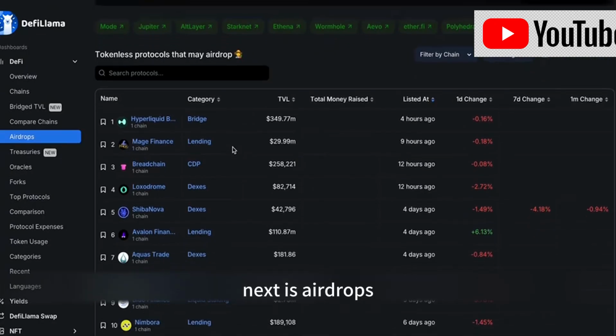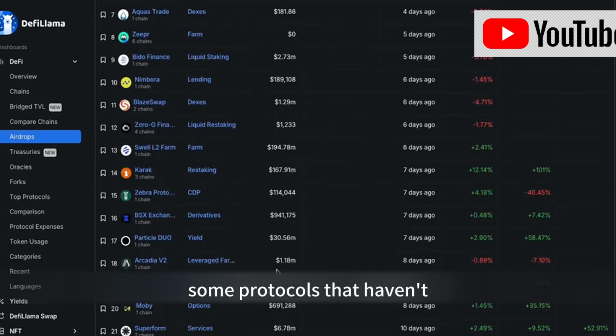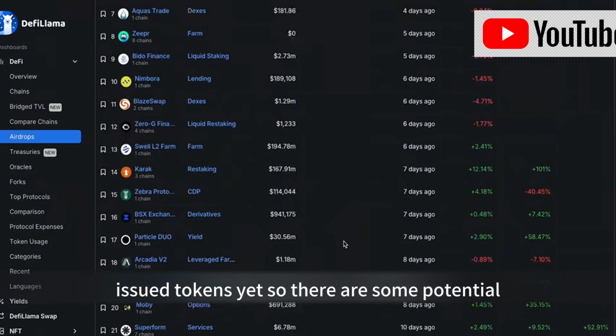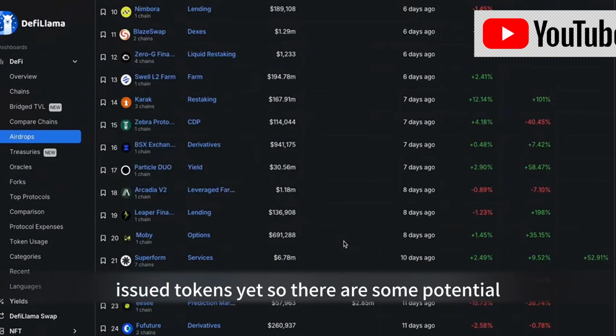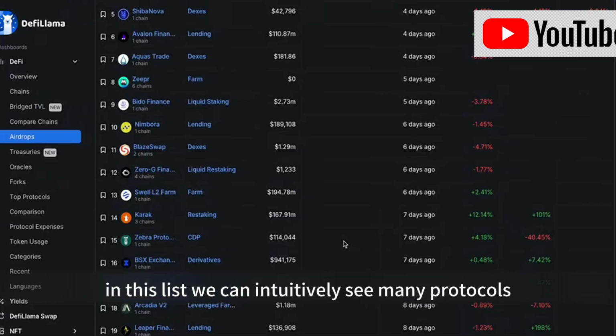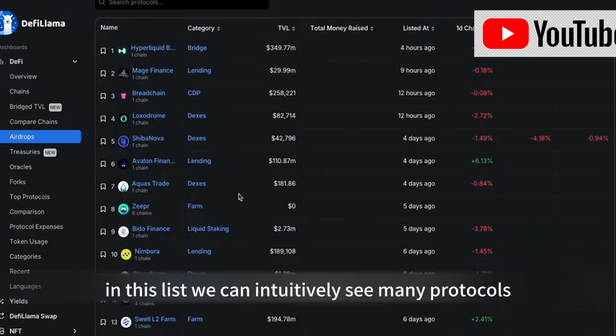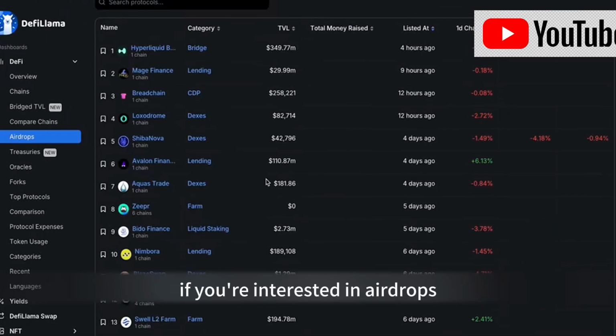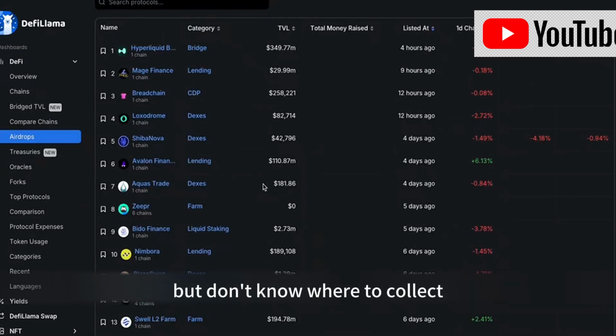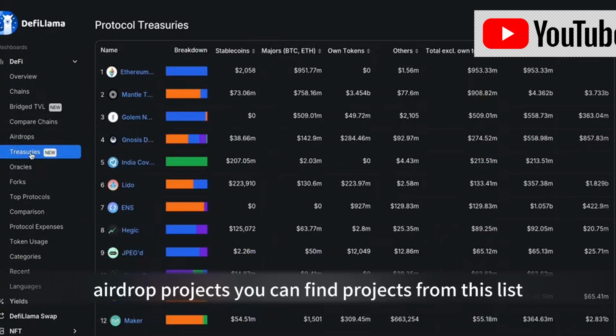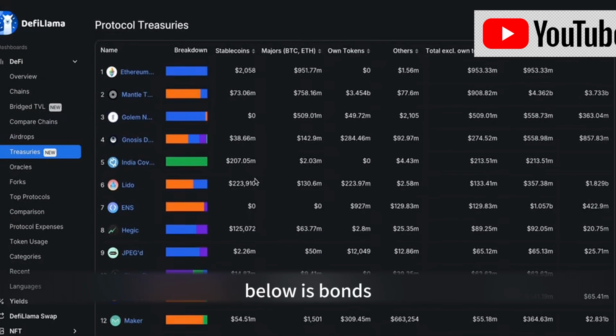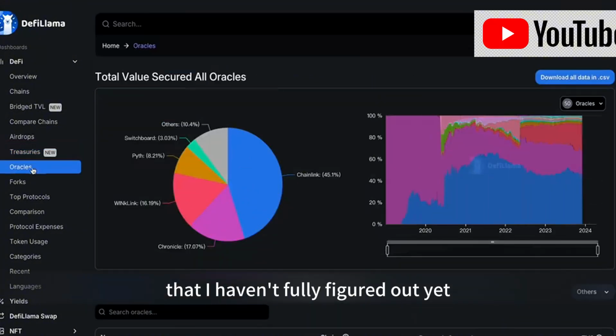Next is airdrops. Some protocols haven't issued tokens yet, so there are some potential airdrop plans. In this list, we can intuitively see many protocols. If you're interested in airdrops, but don't know where to collect airdrop projects, you can find projects from this list. Below is bonds. This is a new feature that I haven't fully figured out yet.